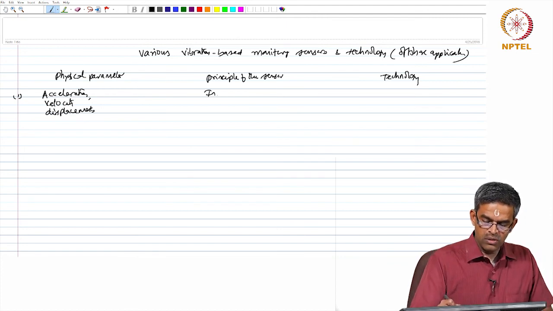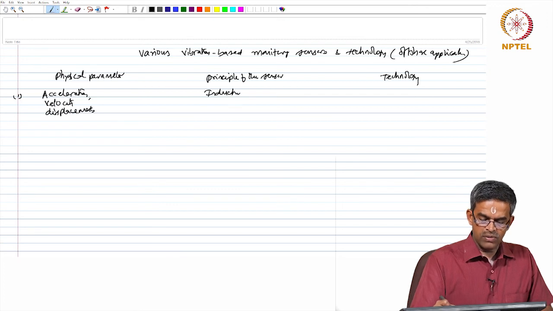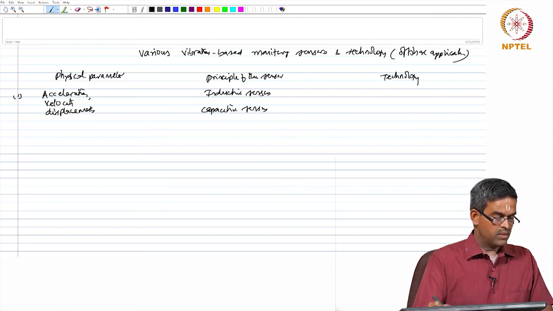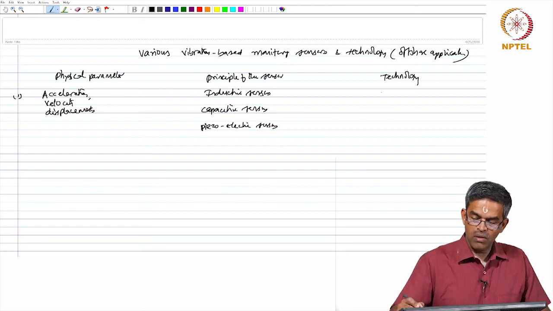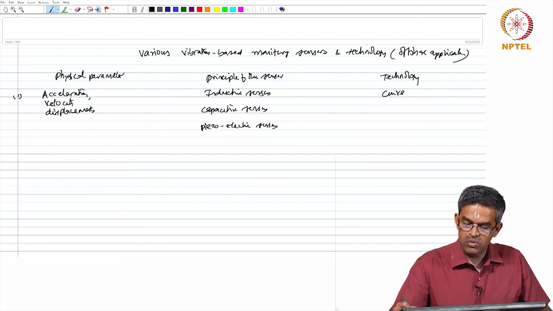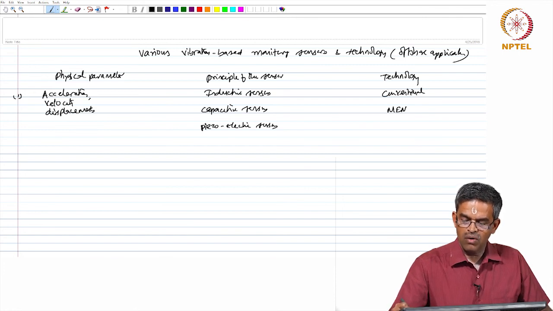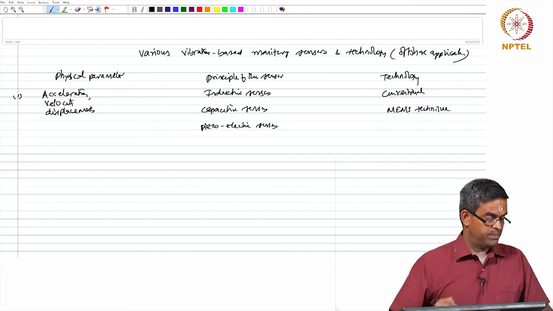I can use inductive sensors, capacitive sensors, I can also use piezoelectric sensors. The technologies, I can either use conventional manufacturing technology or I can also use MEMS technique to manufacture them.